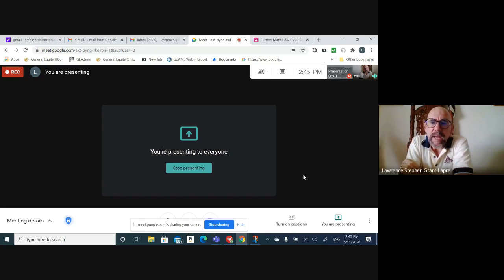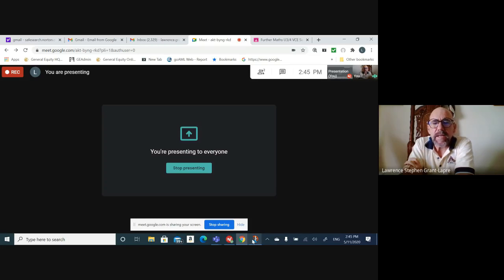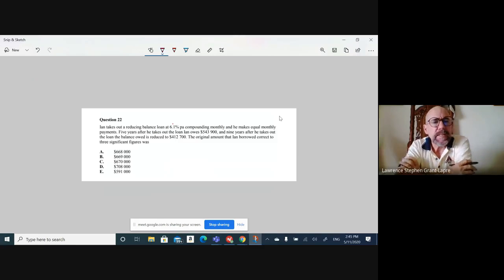I'd like to look at a question to do with Finance Solver. This question states that Ian takes out a reducing balance loan, 6.1% per annum, and he makes equal monthly payments. 5 years after he makes the loan, he owes $543,900. And 9 years after he takes out the loan, he owes $412,700. What was the original amount of the loan?